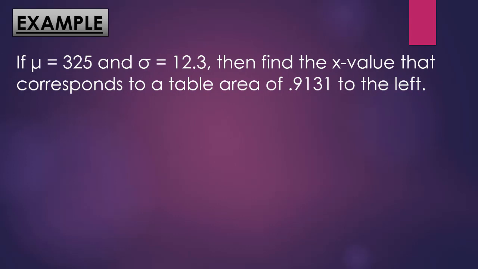So here's an example. Let's say we have the situation where the average, the mean, mu, is 325, and the sigma, standard deviation, is 12.3. We want to find the x value that corresponds to a table area of 0.9131 to the left. So in this problem, the first thing we're going to have to do is take that 0.9131 to the left and find its z-score. We're going to use the table to find the z-score. Once we know the z-score, we should be able to use the z-score formula to figure out what the x value is.